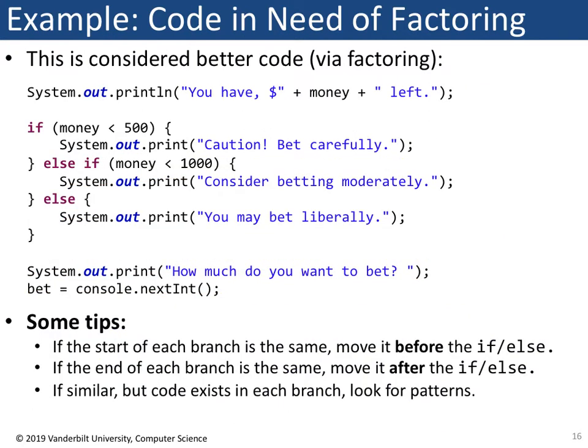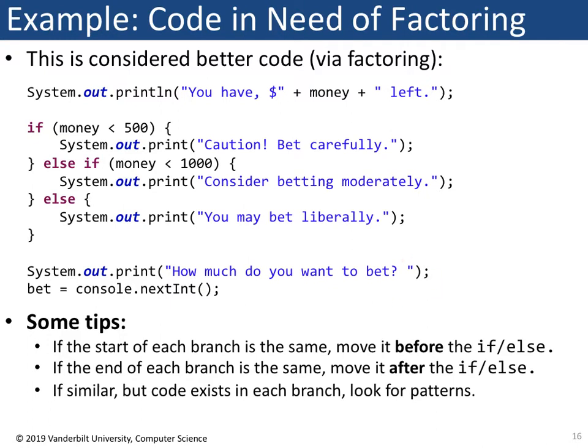So here is a more cleanly coded version of the previous example, which we have factored. So we've removed the redundant functionality, the common functionality, which shows up in each of the branches of the if statement. So here we have our statement on how much money you have left. Then we have a conditional statement, which decides which betting recommendation we would give based on the amount of money left, and then we ask how much they want to bet.